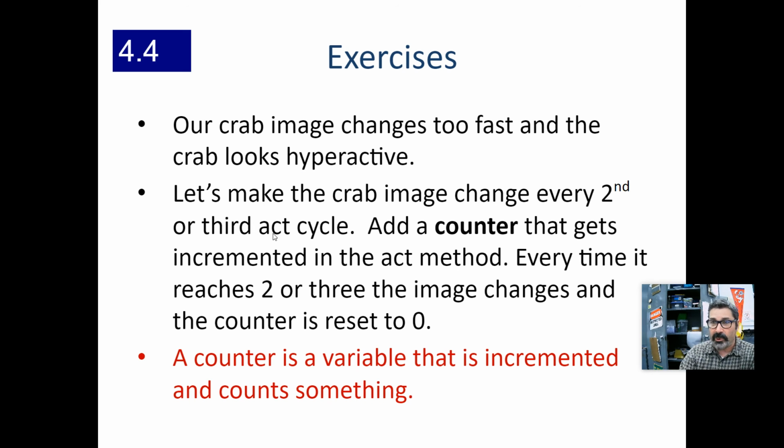So what we're going to do is have a counter that counts 1, 2, 3, switch, and then it goes back to 0. 1, 2, 3, switch, and back to 0 again. A counter is a variable that is incremented and counts to something. So the first thing we're going to do to slow down our crab's movement is create the counter, then do the counting piece, 1, 2, 3, and then an if statement: if the counter is 3, then we run our code that switches the image.